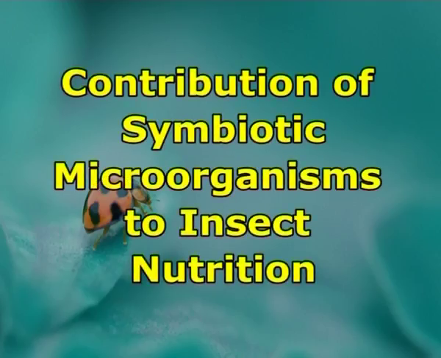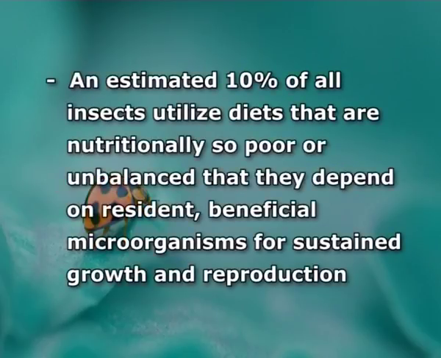Contribution of symbiotic microorganisms to insect nutrition. An estimated 10% of all insects utilize diets that are nutritionally so poor or unbalanced that they depend on resident beneficial microorganisms for sustained growth and reproduction. In some insects, the microorganisms degrade complex dietary components to a form that can be assimilated by the insect. Other microorganisms have a biosynthetic function and they are considered here.